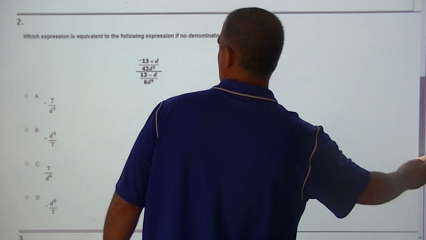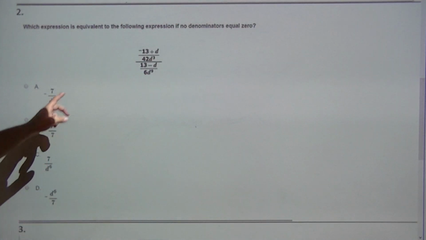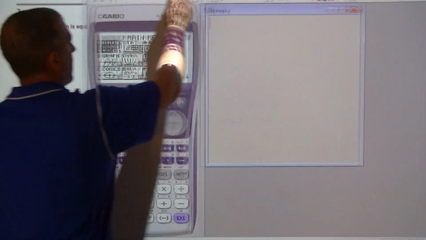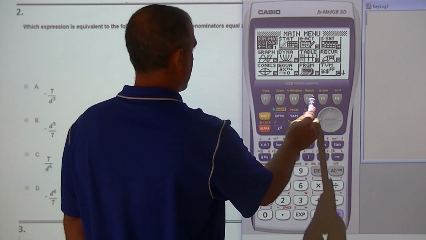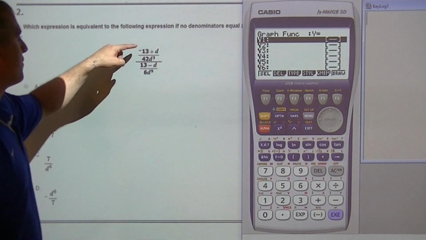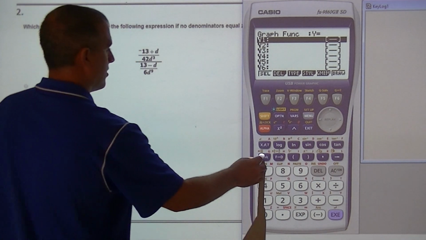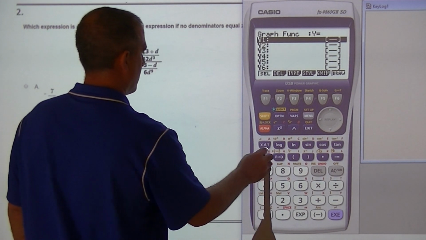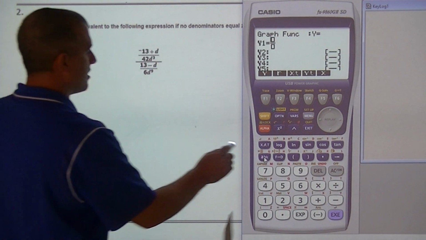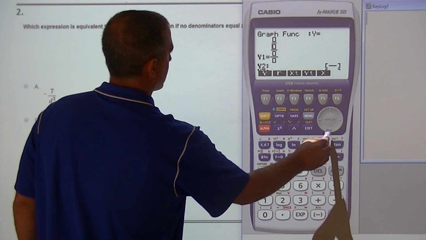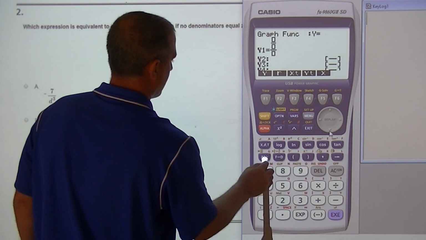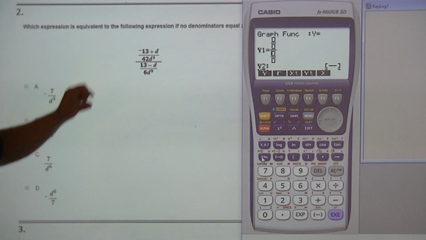What you're going to want to do on this one is, it's a rational, and we're comparing graphs. So you're going to go to graph. I'm going to do the fraction button. Then I got a fraction in the numerator, and then I'm going to go down. Fraction in numerator, then fraction in denominator. So you should have two fractions.